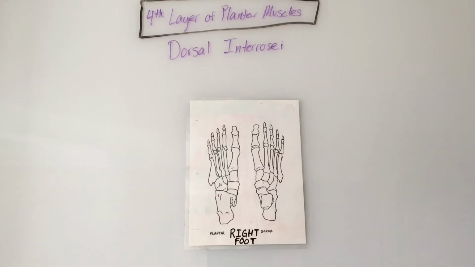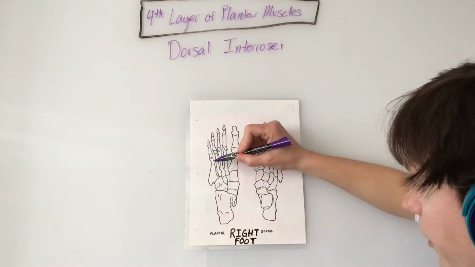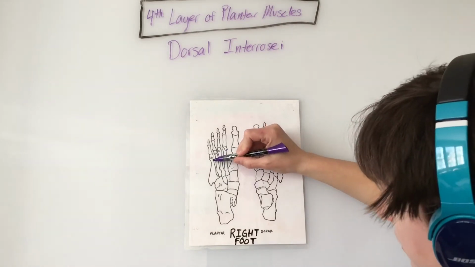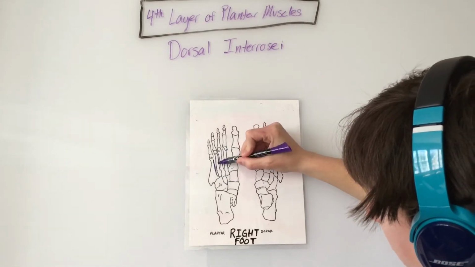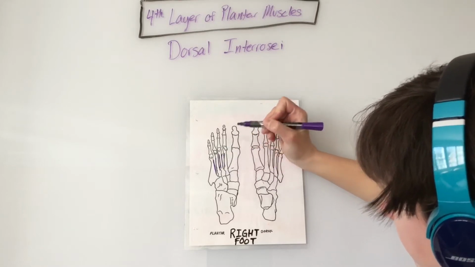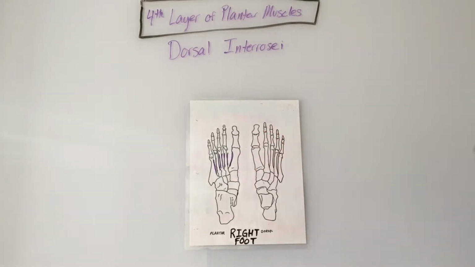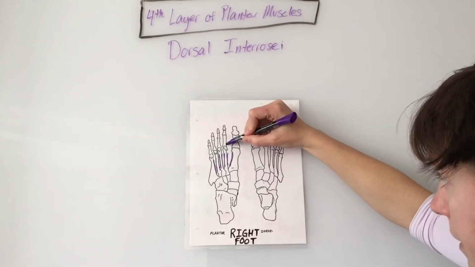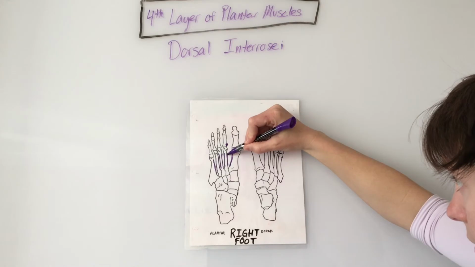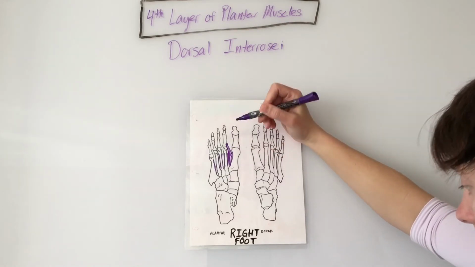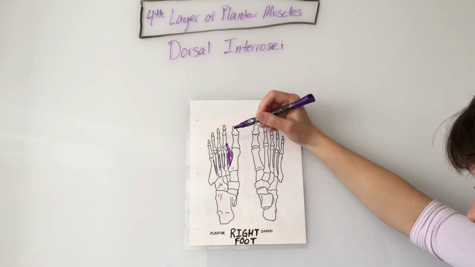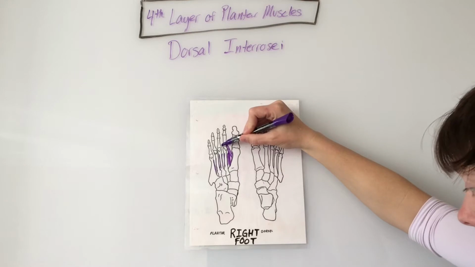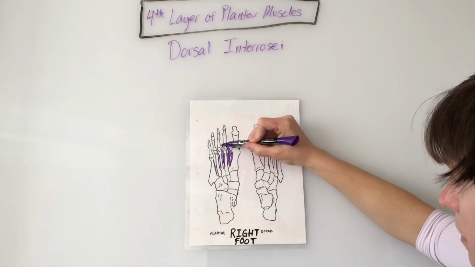The dorsal interossei originate on the metatarsal shafts of each digit. The first dorsal interossei inserts at the base of the second proximal phalanx medially in the dorsal digital expansion. The second dorsal interossei inserts at the base of the second proximal phalanx laterally in the dorsal digital expansion.